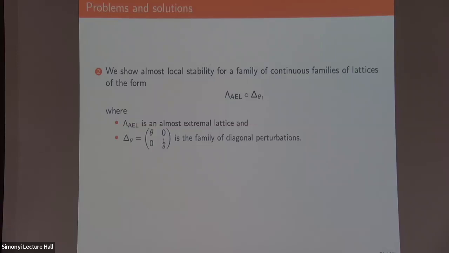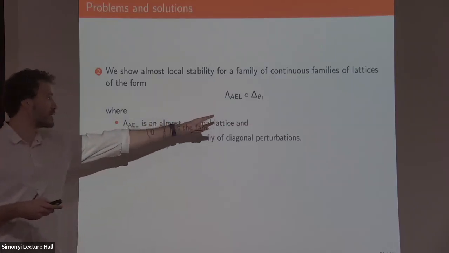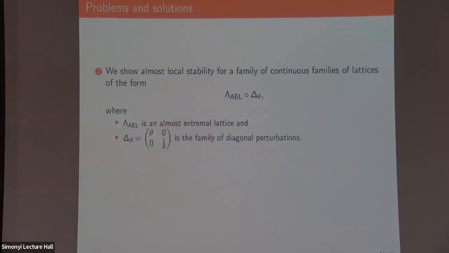And in order for the local stability to work, which is the reason we wanted to find almost extremal lattices with good properties, we work at lattices of the form almost extremal lattice composed with this family of diagonal perturbations. And I won't go too much into the details because it's somehow exactly what happened for the binary cubic case, but with many, many more computations. But using the exact same strategies, you fill the whole spectral interval modulo a set of measure 0.